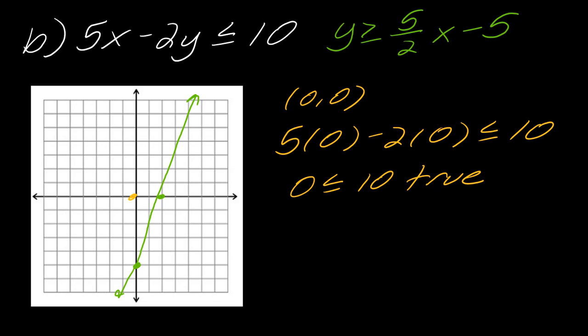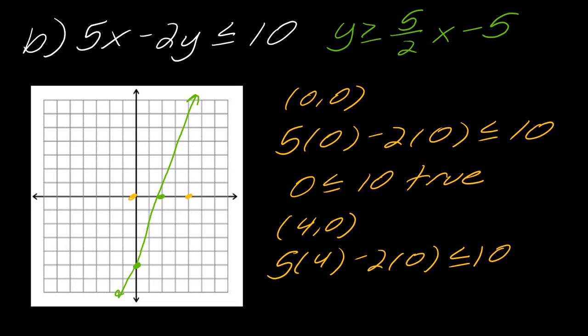Okay, now I want to make sure that the point on the other side gives me something false. So let's go ahead and test this: 1, 2, 3, 4. This is 4, 0. So again, you just choose any point at random on each side of the line. So it doesn't matter what you choose. They just have to be on opposite sides. So if I test this, I get 5 times 4 minus 2 times 0 is less than or equal to 10. And this gives me 20 is less than or equal to 10, which is definitely false. So this point here tells me this side I will not shade, but this side here I will shade.